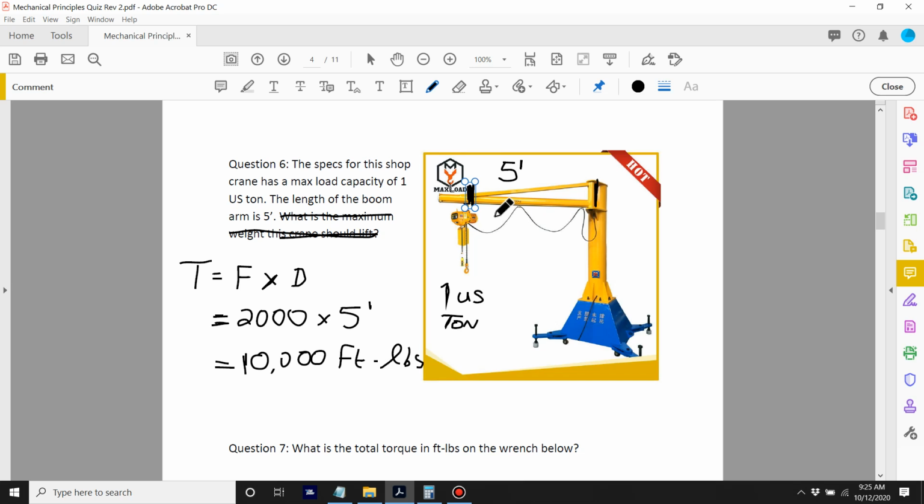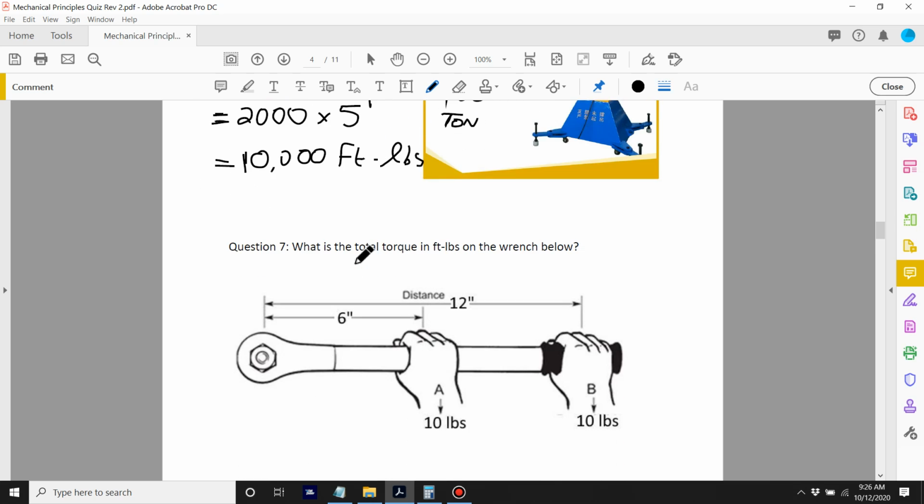Now, I would bet money if you buy a crane like this, a boom crane, or a winch crane, it will tell you the maximum load at the furthest point on the span. I wish I kept the number of this, but anyway, that's the total torque. All right. Question number 7.